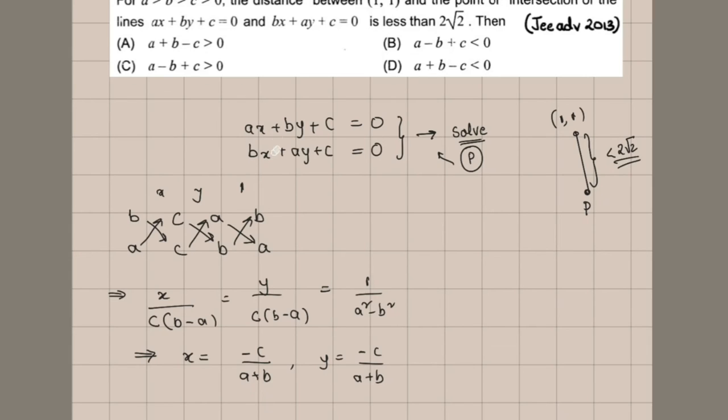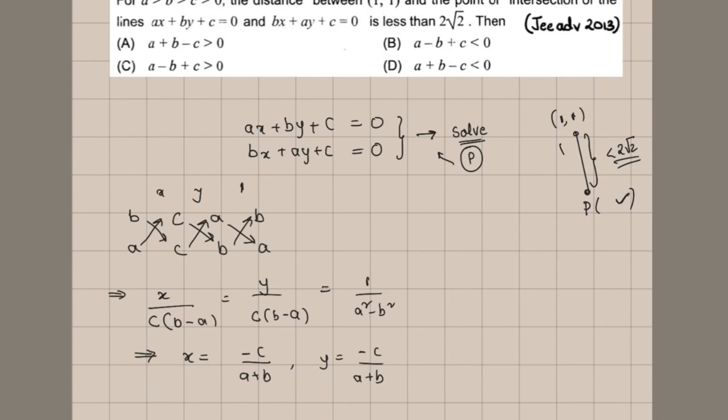Just by seeing the equations, even if you interchange x and y in the first equation, you are getting the second equation. So the intersection has the abscissa and ordinate equal. So we got x equal to minus c by (a plus b), y equal to minus c by (a plus b). So we got the point P.